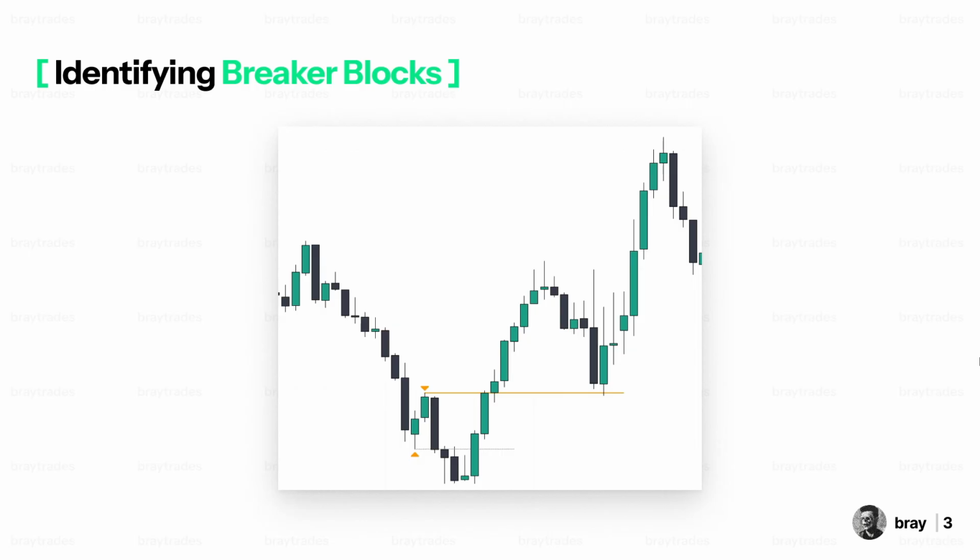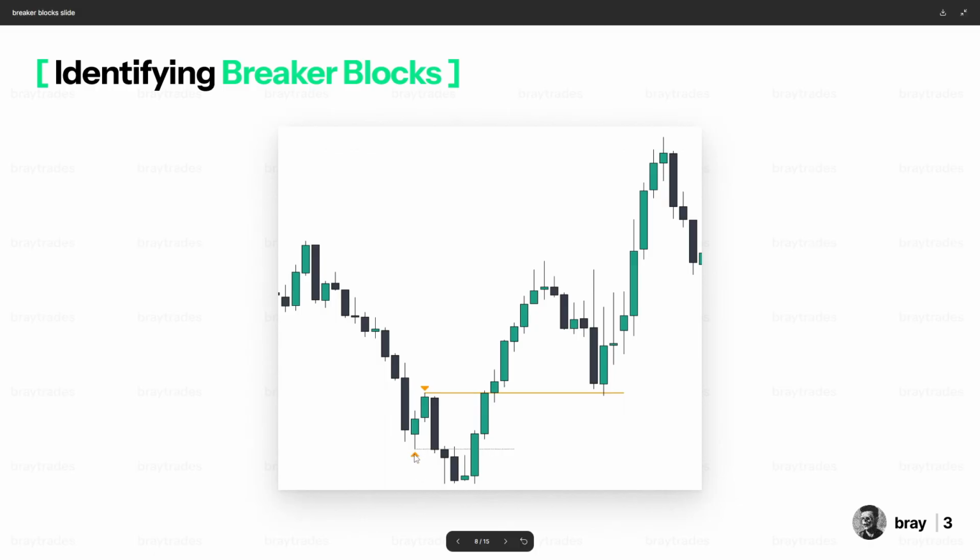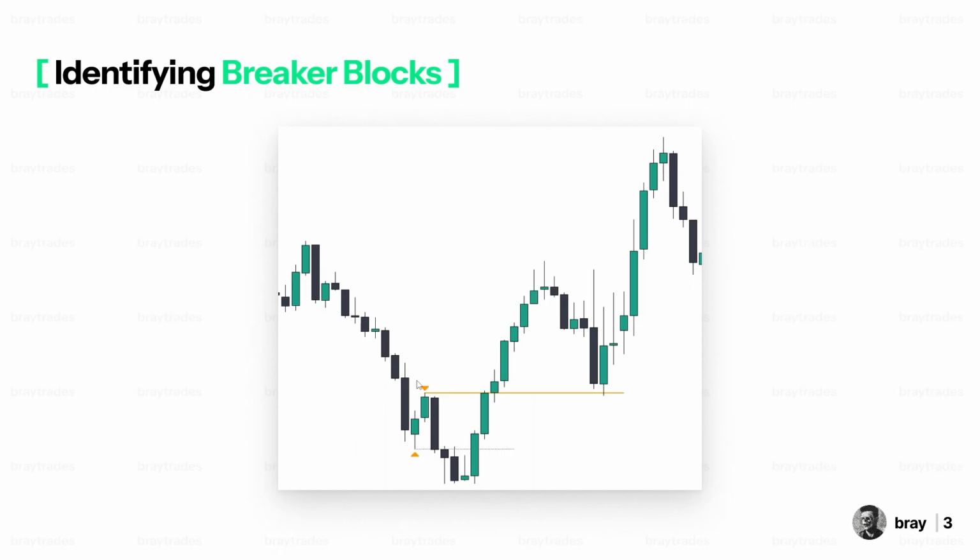Here we can see that a bullish breaker block has formed. Let's ensure that we have those three pieces of criteria available to us. Number one, do we have distinct swing points? Yes, we can see the swing low followed by the swing high prior to the manipulation. Right here, swing low, swing high prior to the manipulation.